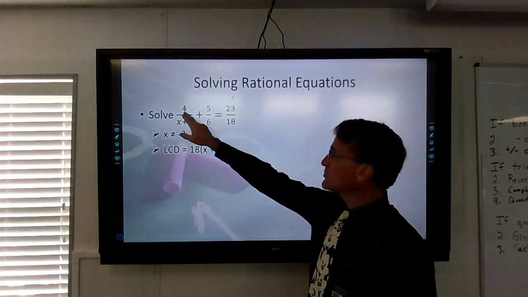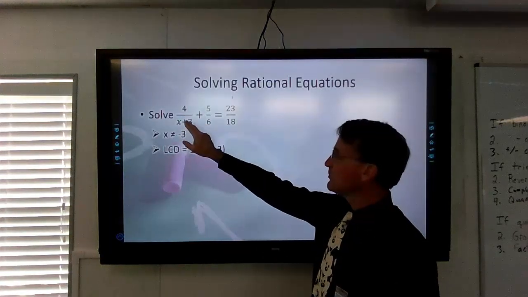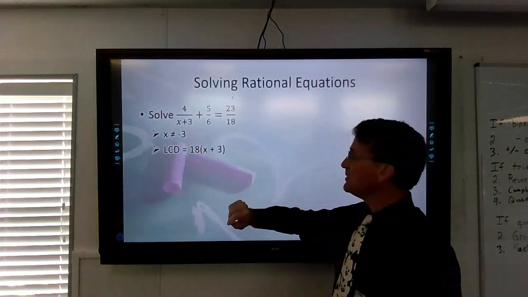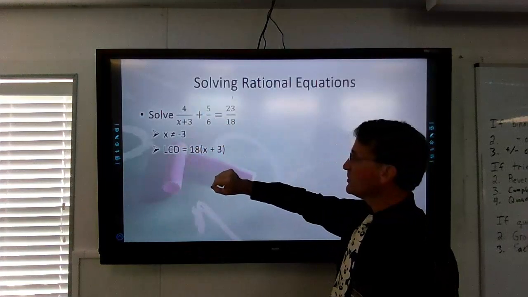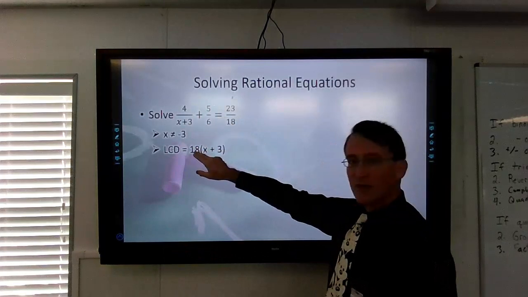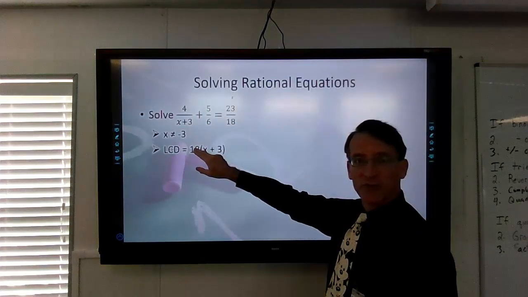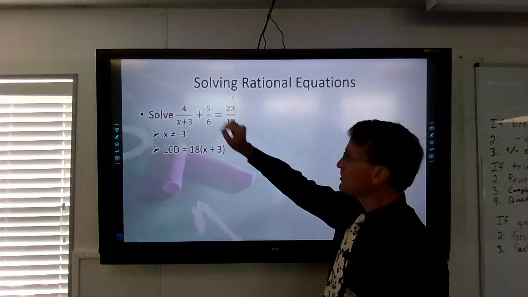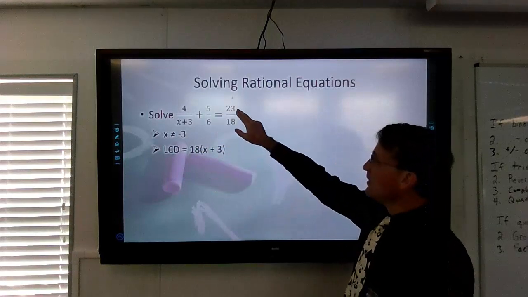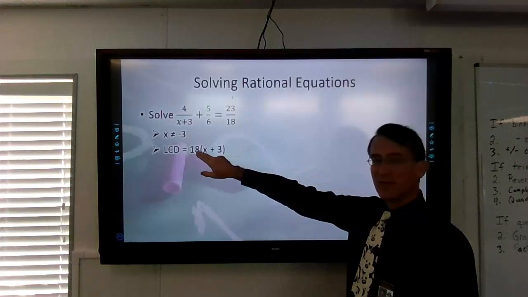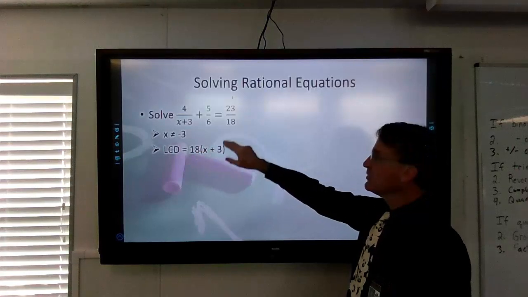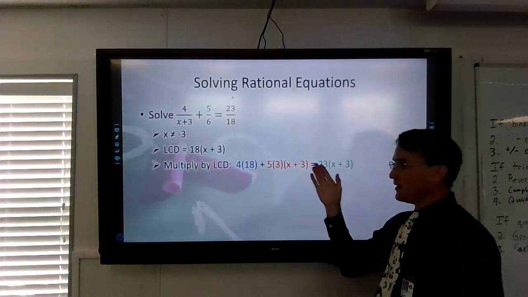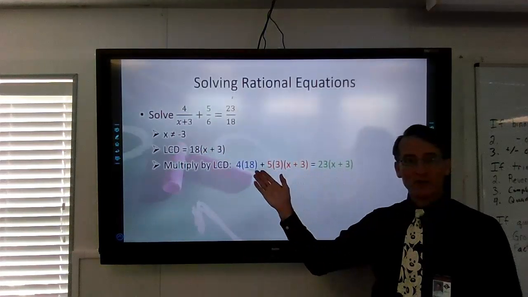If I do this first term times 18 times x plus 3, my x plus 3's will cancel out. So I only have 4 times the 18. For the second fraction, I have a 6 out of the 18, so I just need to multiply by 3 in order to get my common denominator, and then x plus 3. So I'm going to multiply this by 3 times x plus 3. This last piece here, I already have the 18. I need the x plus 3, so I'm going to multiply the 23 times x plus 3. And that's what's shown right here.